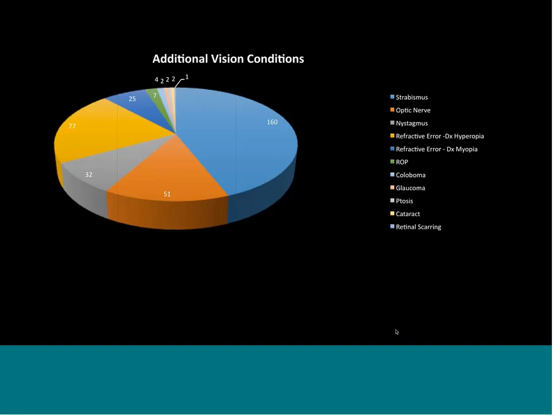But in all of these cases, these were children who had very mild or unilateral conditions, and the condition that you see listed there could not explain their CVI in all those cases. Now, obviously, there are children with glaucoma who are blind or have very low vision, but that's not these children, okay?